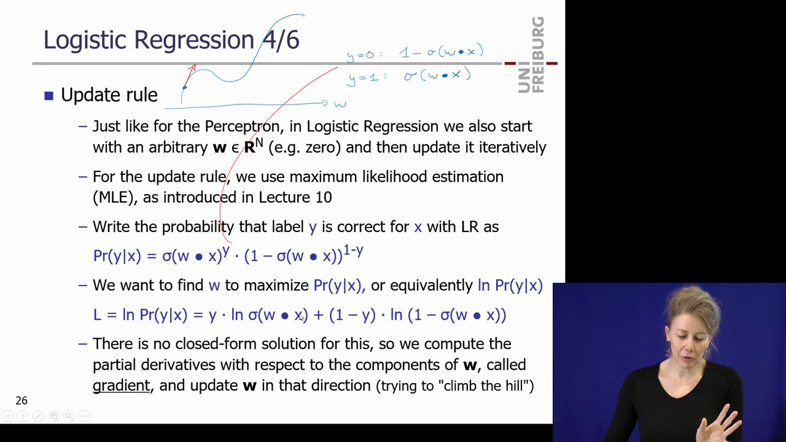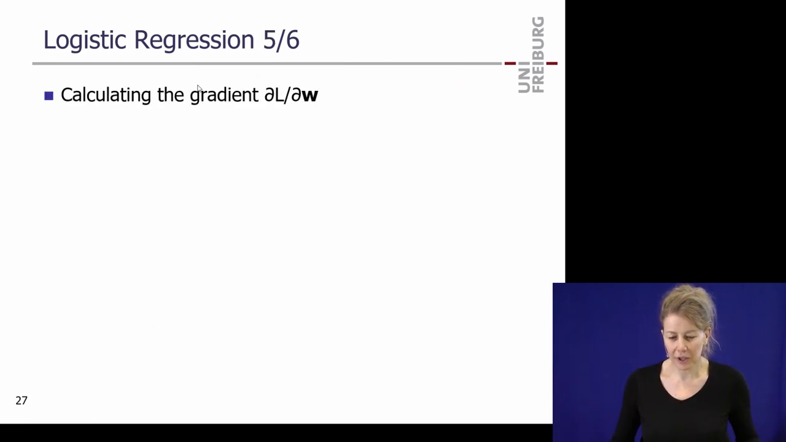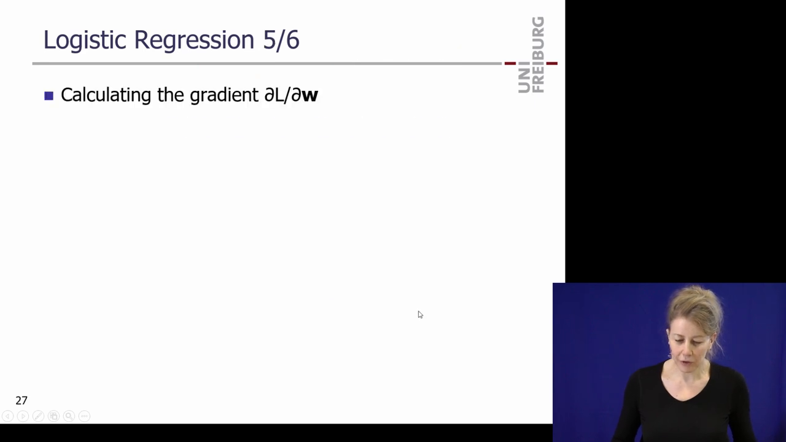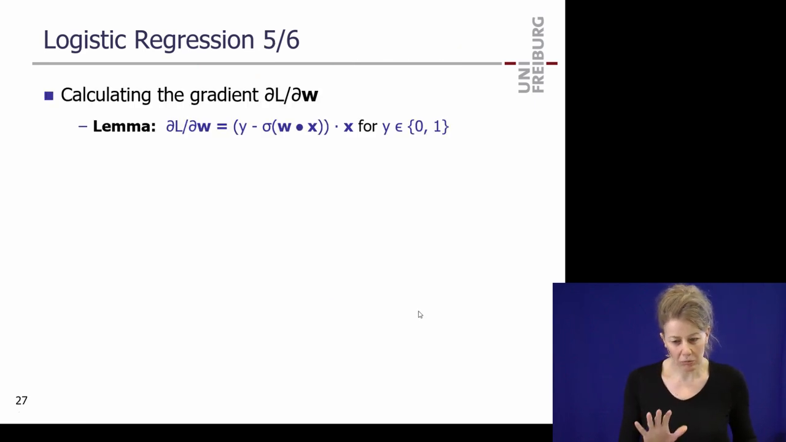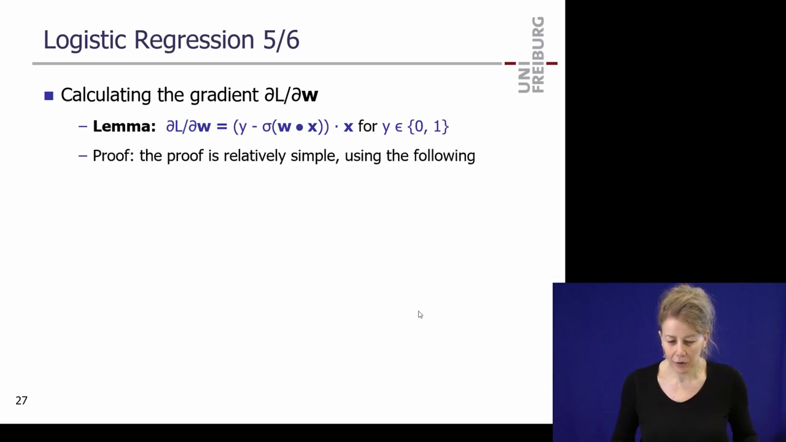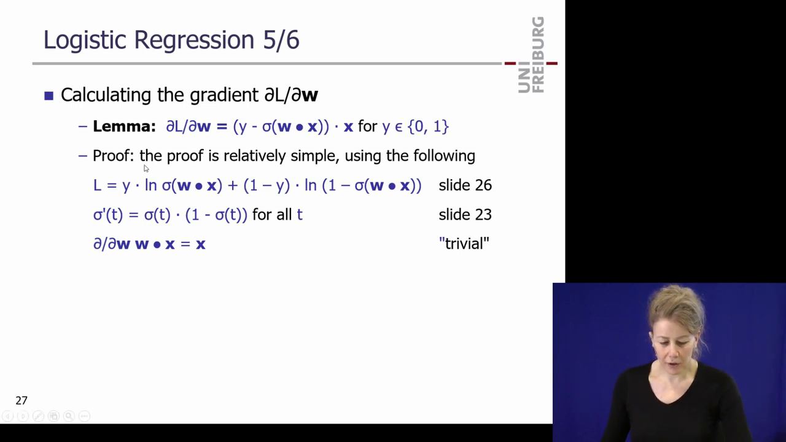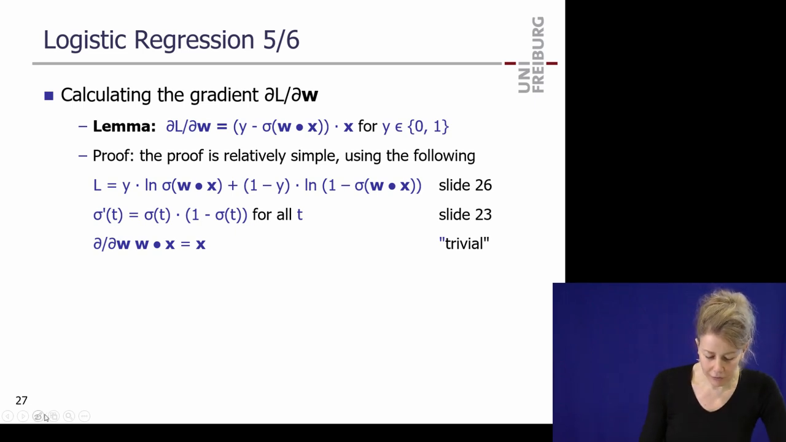So I can't compute it in closed form, but iteratively I go uphill in the direction where W becomes larger. And that's what we do now. So we just compute the gradient of this thing here. And let's do that, because that's nice. And then that's the last non-trivial mathematics, and then we are done. This is our thing here, and we will compute the derivative of this.